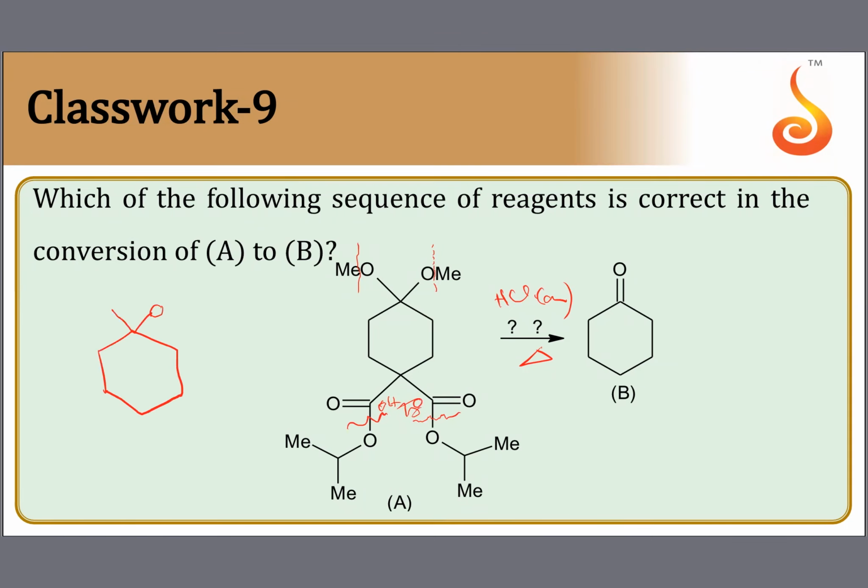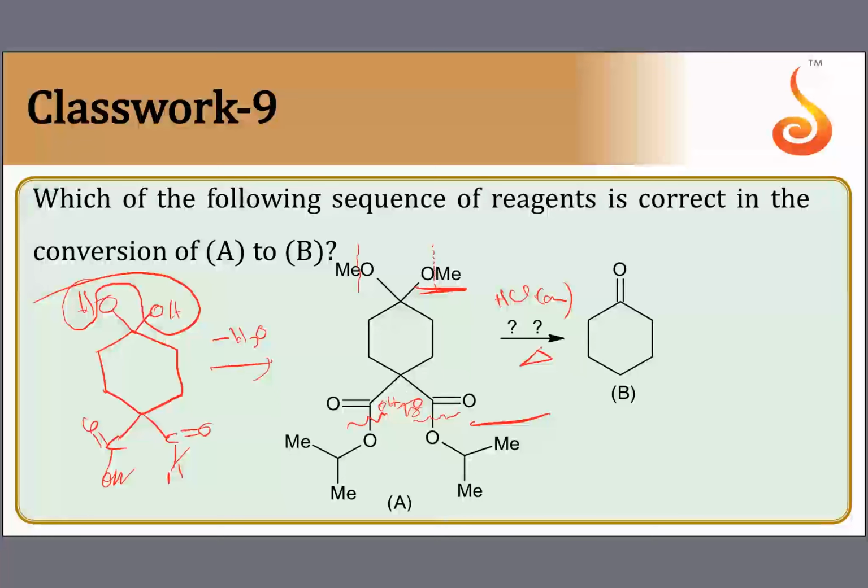OH, OH. Here COOH, here COOH. So ether and ester both should undergo hydrolysis. That's why hydrolysis in the presence of HCl is suitable. Then on heating, what happens? Since this is gem diol, it undergoes dehydration. This is gem dioic acid, it undergoes decarboxylation.